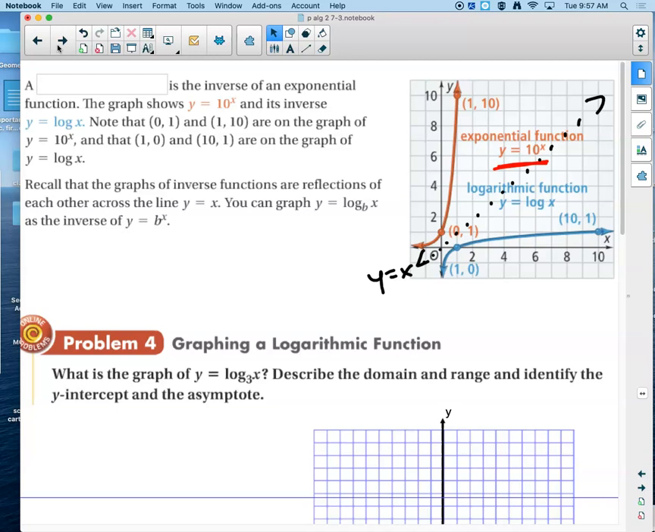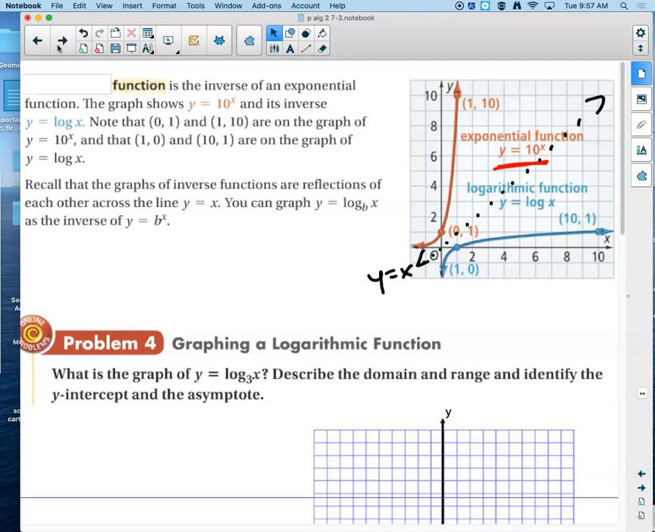It flips it over. But more importantly, when we covered exponential decay and exponential growth, those never crossed the x-axis. So if we're talking about logarithms as an inverse, they're never going to cross the y-axis. It's not going to happen unless there's a translation involved.